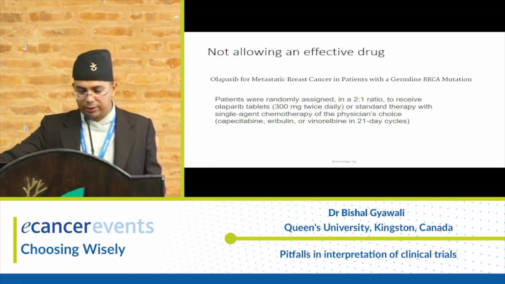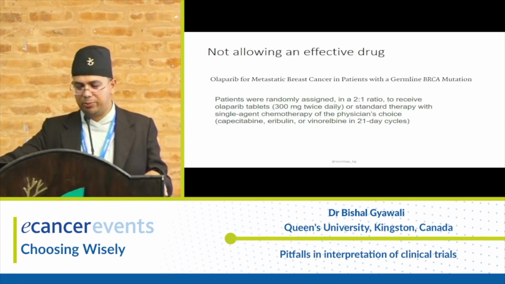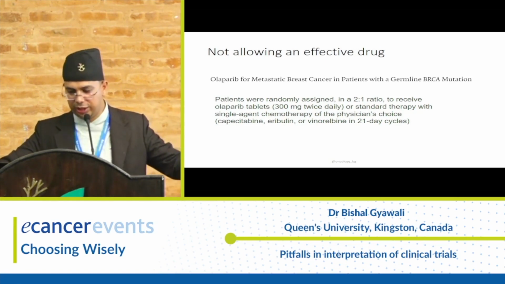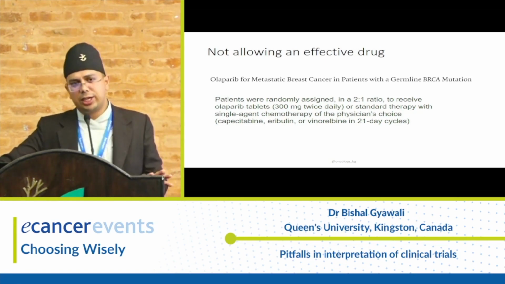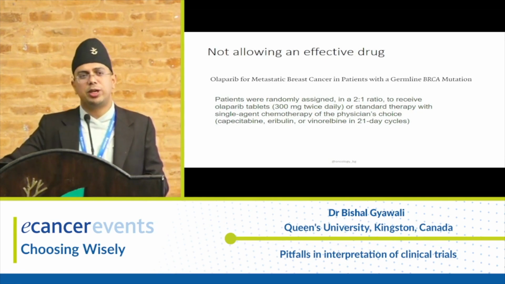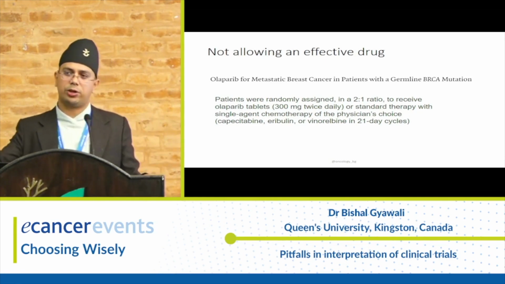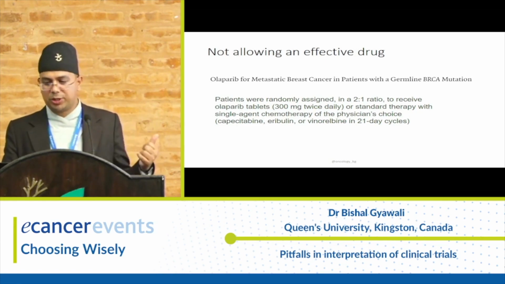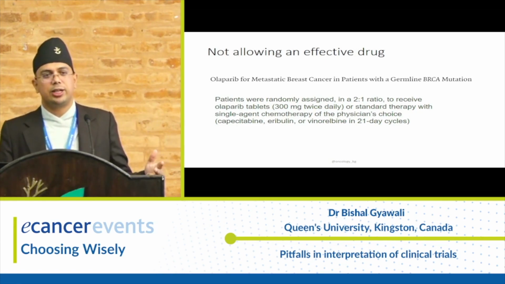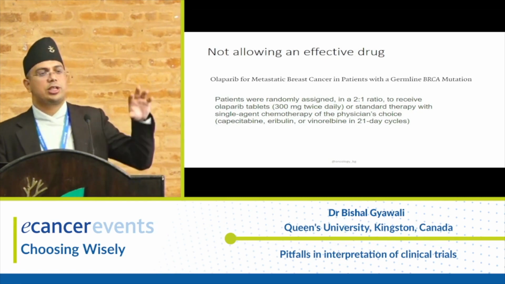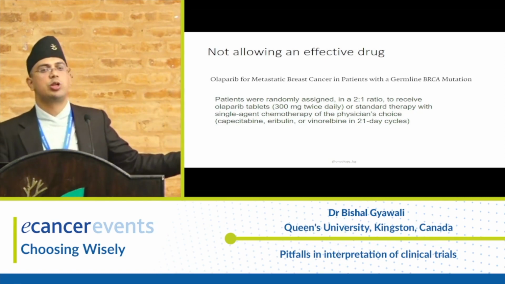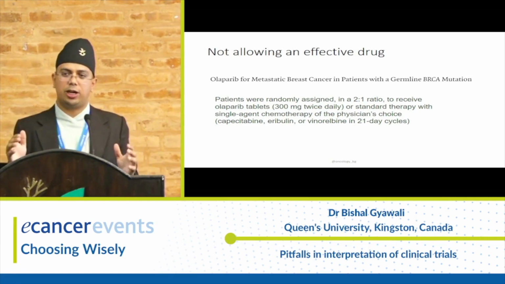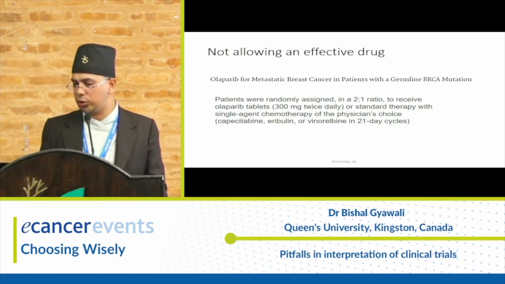Now again, just for example, this was a trial of a new agent called olaparib in metastatic breast cancer. And here if you see, patients were randomized to receive this drug or standard therapy. They say standard therapy of physician's choice. So you might think that the physician can choose whatever control arm treatment they can give, but in brackets, they limit the option to capecitabine, eribulin, or vinorelbine. That means for these patients, there was actually another option called platinum, which would have been more effective, but by limiting the options, they are not allowing a better control.